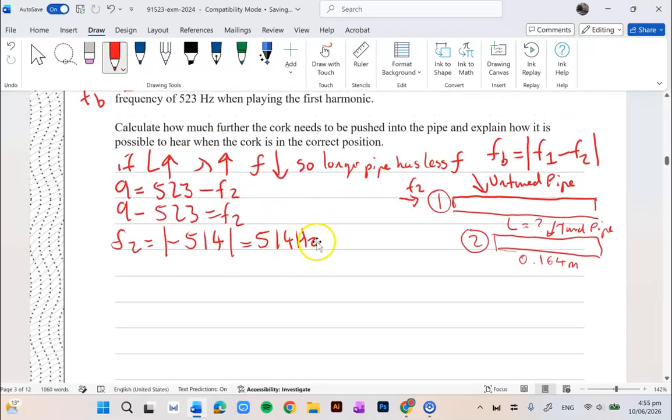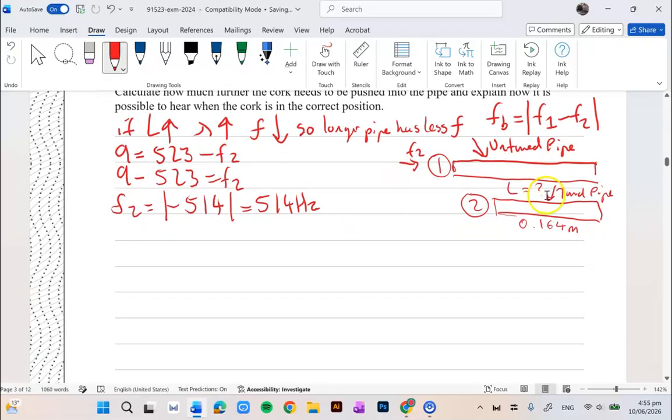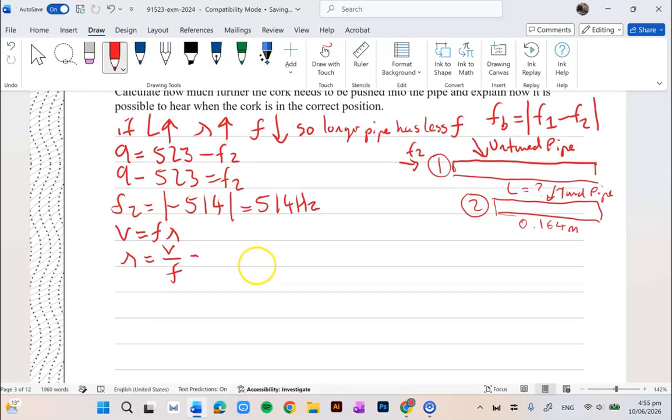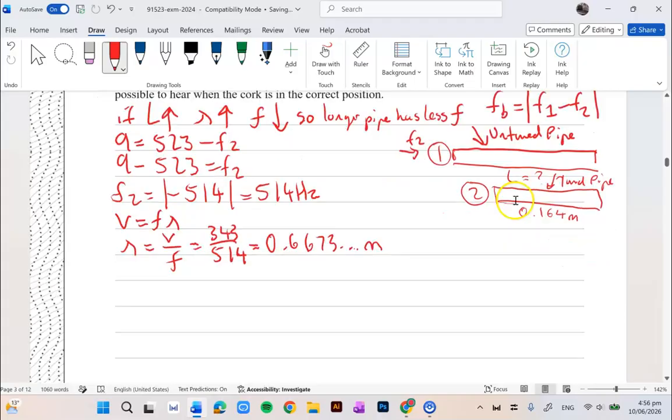So now we've got the frequency of the untuned pipe. We can now work out what the wavelength is going to be. So we've got our V equals F lambda. I can rearrange for the wavelength. Now the velocity is still going to be the 343. That's not going to change. Our frequency is what we just found, F2, so 514. And doing that, you should get a wavelength of 0.6673 meters.